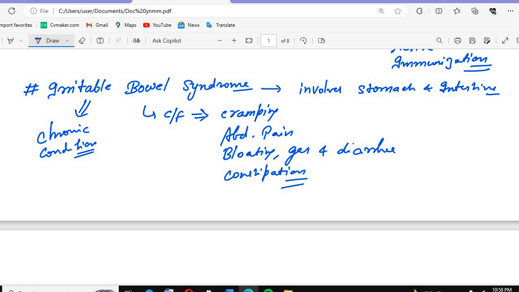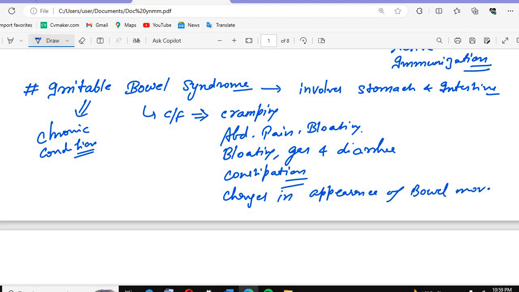So whenever you see a patient with irritable bowel syndrome, they will come with abdominal pain and cramping, and bloating in the intestines, and along with that you see changes in the appearance of the bowel movement. Along with that there will be a sensation of incomplete evacuation, and bloating, gas and diarrhea. These kinds of features you will see in this condition.